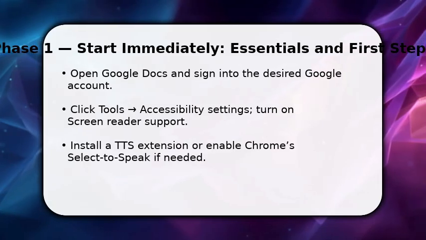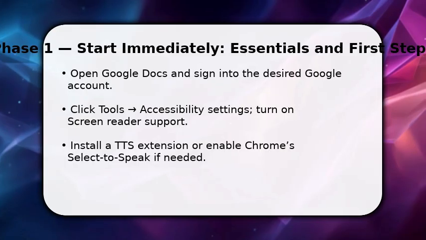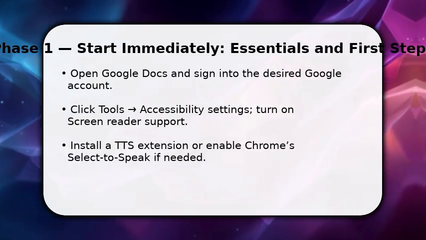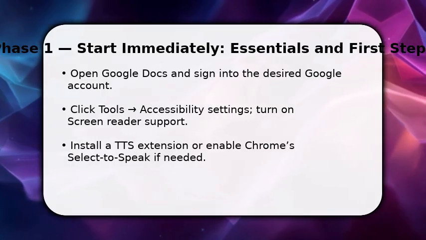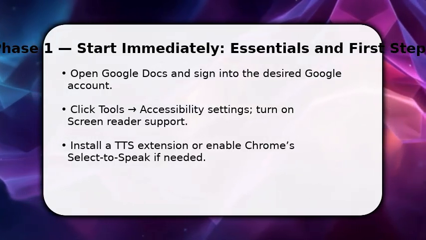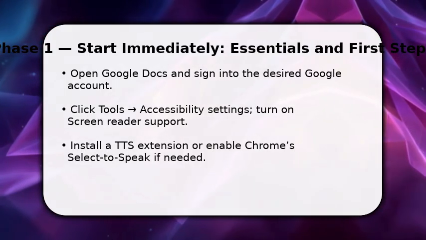Enjoy the video. You start by preparing Docs to talk. Open the document you want read aloud and sign into your Google account. Once done, go to Tools and enable accessibility settings because Docs uses those hooks to expose text. Make sure screen reader support is on. This gives the document structure for speech.